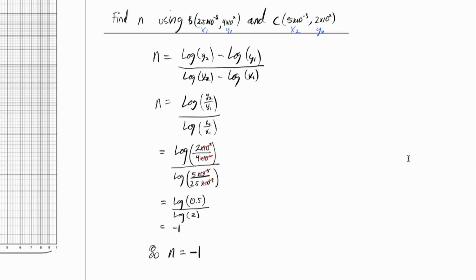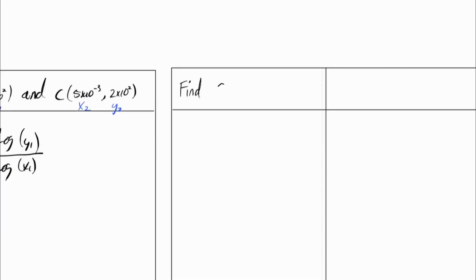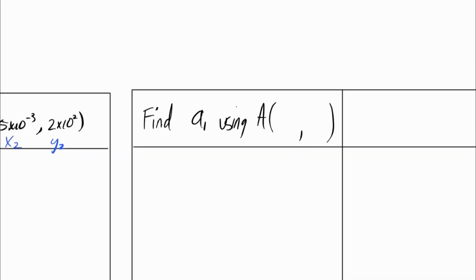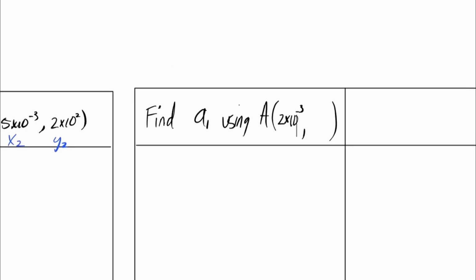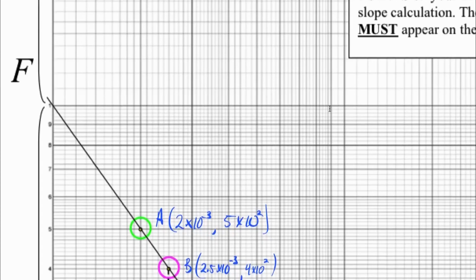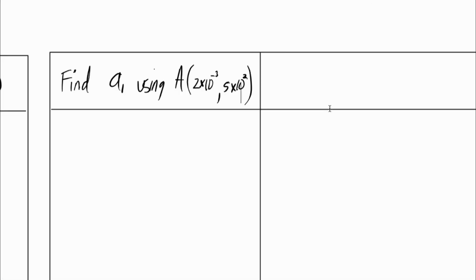The next steps are to calculate the value for a. And as a reminder, you calculate the value for a 3 times using those 3 points. First, we're going to find a1 using our point A, which was 2 times 10 to the negative 3, and 5 times 10 to the 2. Just double checking, we're golden.